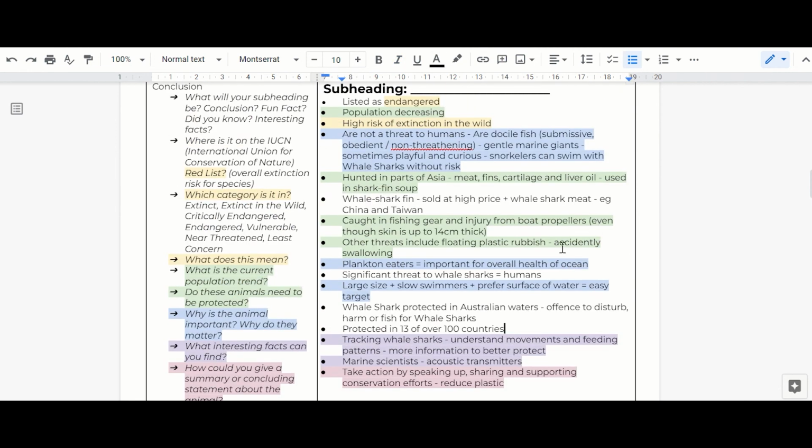Okay, there you go. So probably won't include everything in here, but when we actually do our draft, I'm going to cut it down even further.